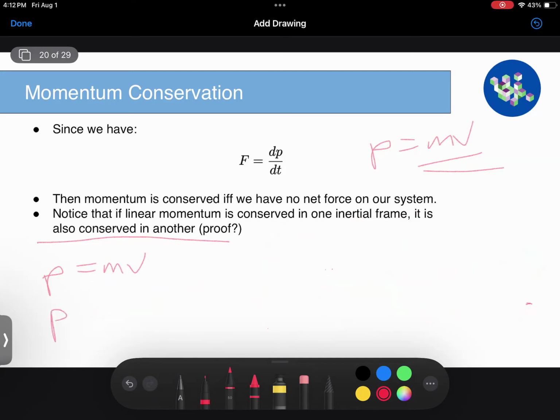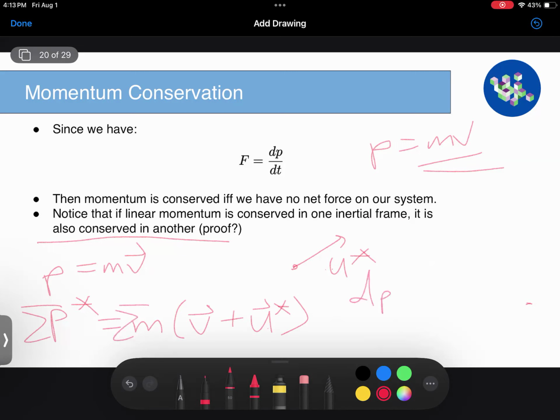For example, P star, let's say, first as vectors. Say P star is moving at some U star with respect to whatever frame we're in right now. Then that means that P star will be equal to m times (v plus U star). And if I wanted to do the sum of all the linear momentum, the sigma P star is equal to sigma m times (v plus U star), right? And if I did dP star over dt, right?